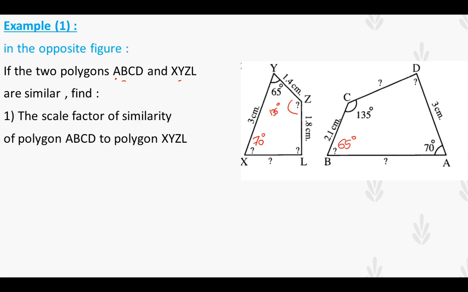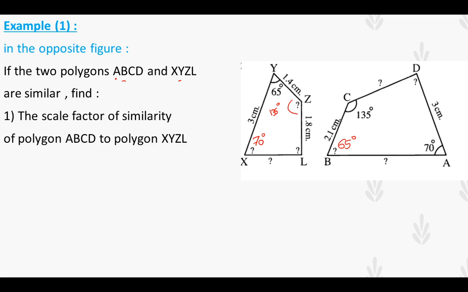What about angle D and angle L? We all know that ABCD is a quadrilateral. Therefore, measure of angle D equals 360 minus (70 plus 65 plus 135). So we can find measure of angle D, which equals 90. And measure of angle L is the same angle, which equals 90.